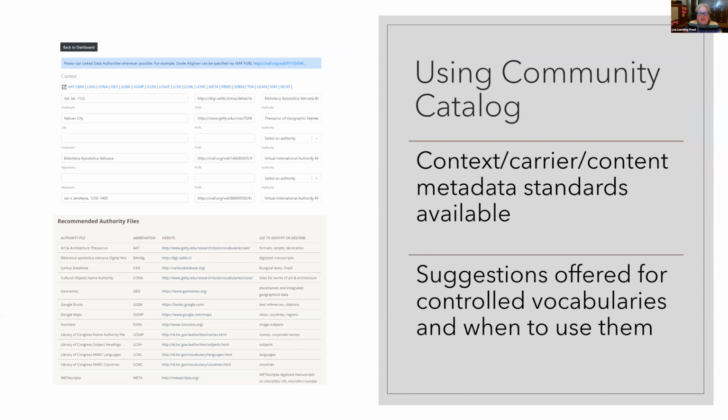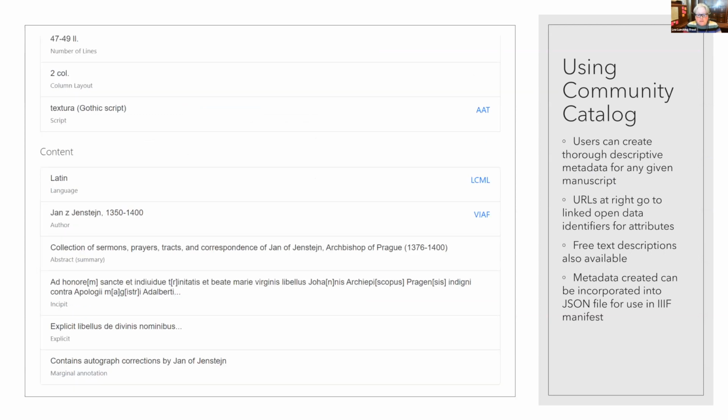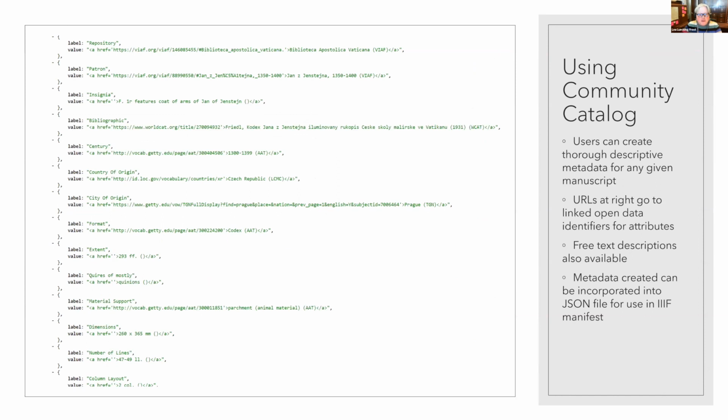One need not be an experienced cataloger to benefit from Community Catalog. The site interface offers suggestions for controlled vocabularies to use for the various attributes of manuscripts. This will produce catalog entries that connect context, carrier, and content metadata, which thoroughly describe the manuscript as, respectively, an object in a repository, a physical object, and a text, using authority controls to connect them to the linked data universe. It will also create code that can be added to one's IIIF manifest so that it will display in the info bar, although at the moment this has to be done manually. That's coming in the future.